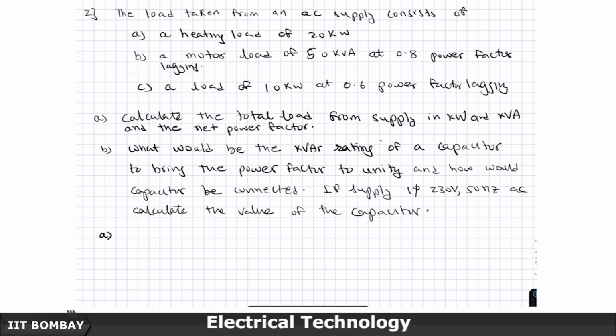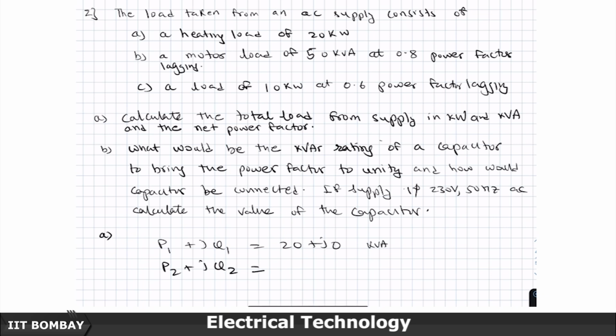There is a heating element. So, I will write its load as P plus jQ1 as 20 plus j0. The unit I am writing here as kVA, because I am writing for P plus jQ. Now, motor load of 50 kVA at 0.8 power factor. So, this I am going to write as P plus jQ2.